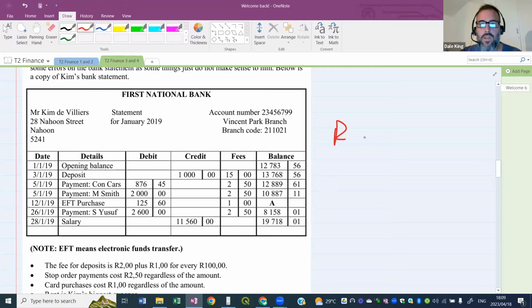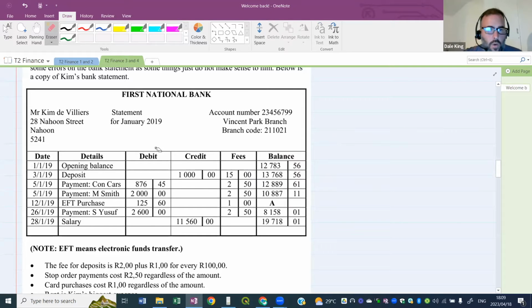So let's just interpret that and make sure we understand what's going on. So it's 12,783 rand and 56 cents. Okay, so that line there, make sure you understand that, is a line separating the rands and the cents. So that first number there is 12,783 and then 56 cents. So that's the first thing we need to understand. All right, so let's understand that first.